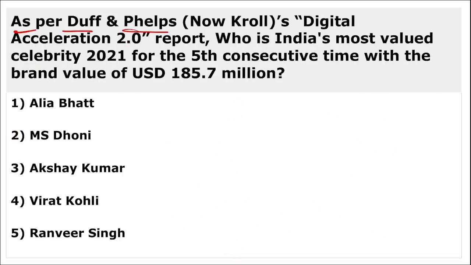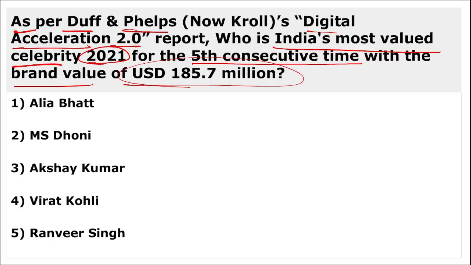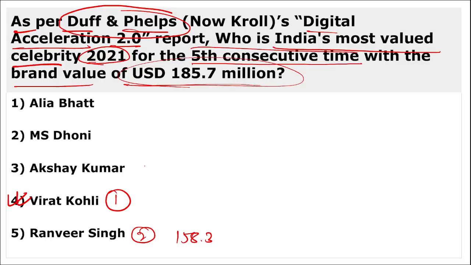Next, as per the Duff and Phelps Digital Acceleration 2.0 report, who is India's most valued celebrity for the year 2021 for the 5th consecutive time with a brand value of $185.7 million? He is the cricketer Virat Kohli. According to the report released by Duff and Phelps, Virat Kohli is India's most valued celebrity for 2021 for the 5th consecutive time with a brand value of 185.7 million. Second is Ranveer Singh with a brand value of 158.3 million dollars, and third is Akshay Kumar with a 139.6 million dollar valuation. All right, moving on.